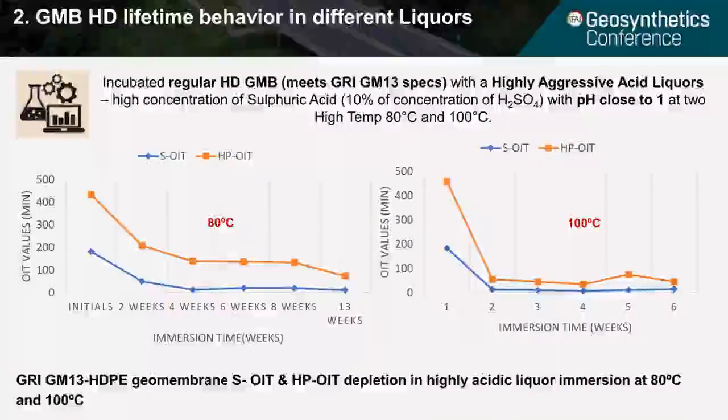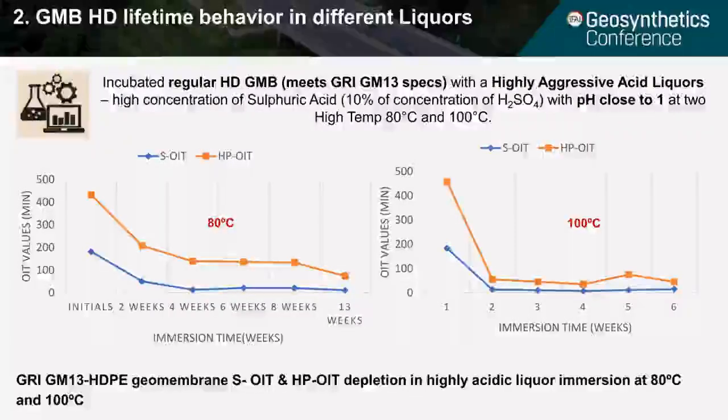Analyzing the first graph, it can be observed that after 13 weeks of immersion, the GRI GM13 geomembrane's antioxidant package is already consumed, starting the induction period to onset of degradation. The results show how in the first 2 weeks both OIT tests have steep drops. In 4 weeks, the standard OIT is already not detecting any antioxidant package.